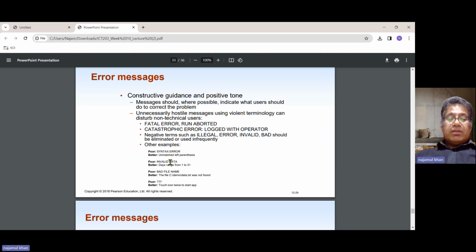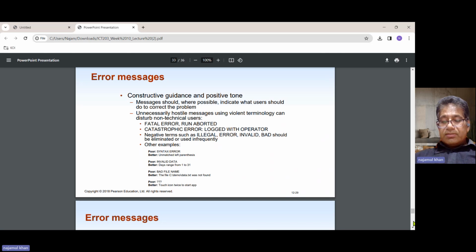Some examples here. This is poor, this is better: invalid data. Instead of the message "invalid data", you should write this type of message: "Days range from 1 to 31." If somebody enters a date of birth and types 32, the good message is "Days range from 1 to 31", because these are the days in a month. Invalid data is not a good message here. So this is a good message. Instead of "bad file name", you could write a message like that.